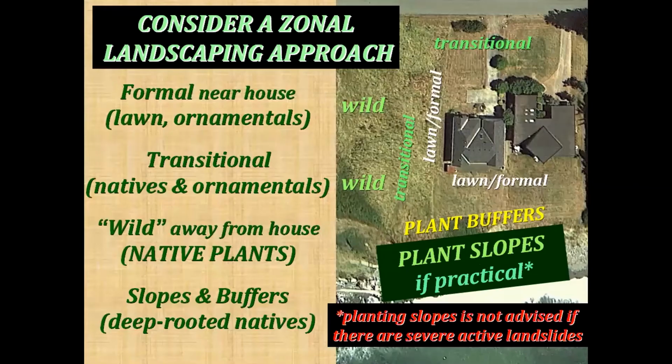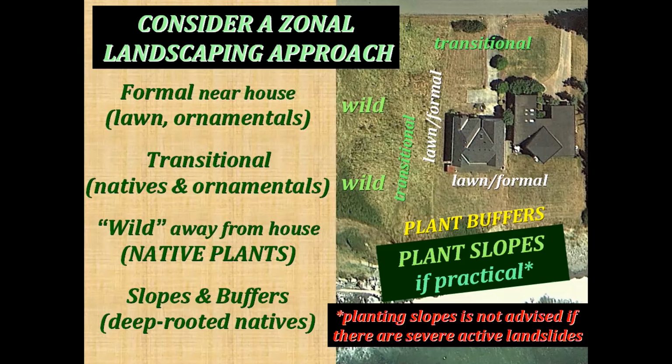I like to recommend that my clients consider a zonal landscaping approach where it's fairly formal near the house. You have lawn, you have ornamentals. Then you go into a transitional area a little further away where you mix natives and ornamentals. And then if possible, you go wild away from the house with primarily native plants. And on slopes and buffers, you want deep-rooted natives or natives that will help improve the hydrologic conditions.